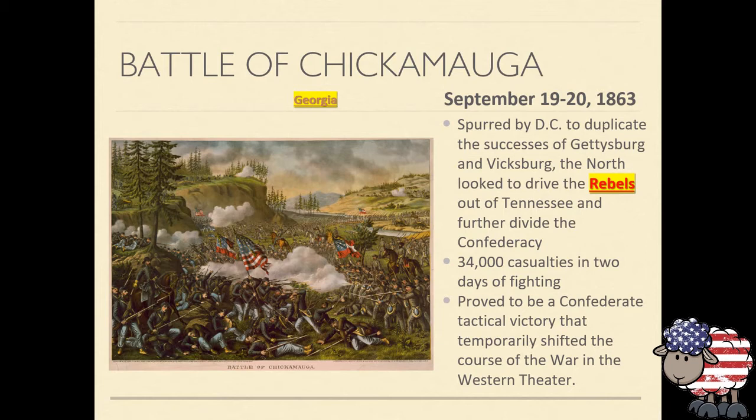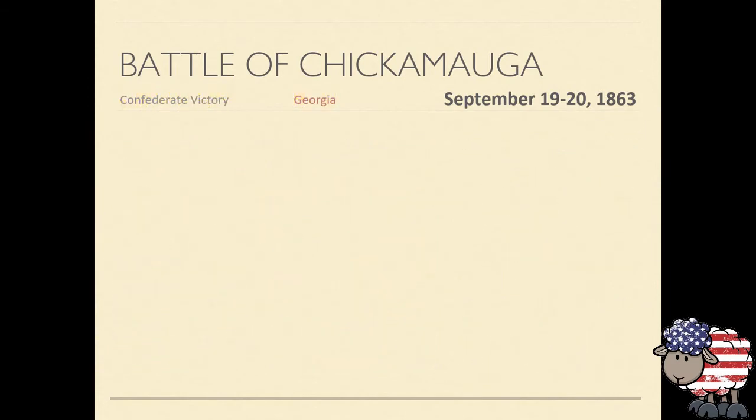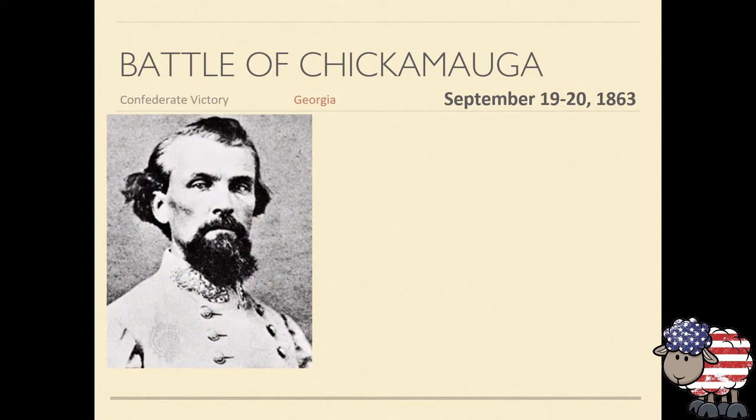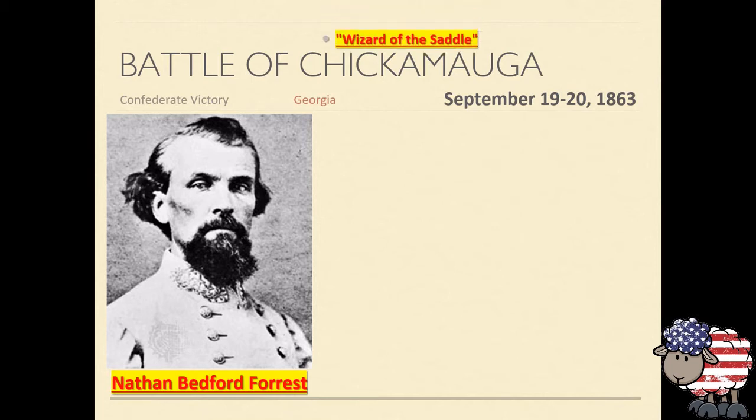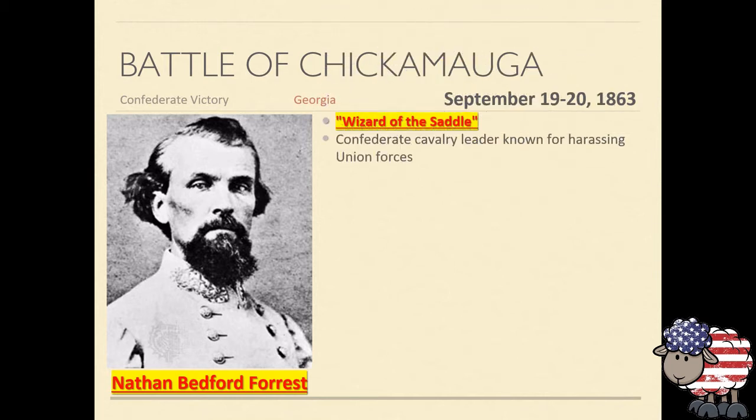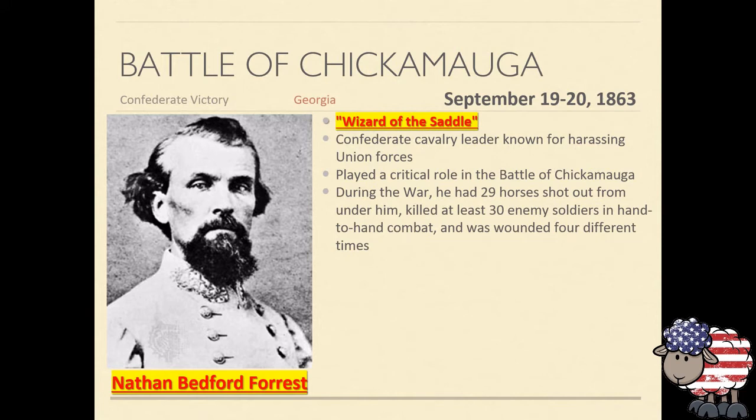Now the Battle of Chickamauga is also significant because of this man, Nathan Bedford Forrest. He's known as the Wizard of the Saddle. He was a Confederate cavalry leader known for harassing Union forces, and played a significant role in the Battle of Chickamauga. During the war, he had 29 horses shot out from under him.